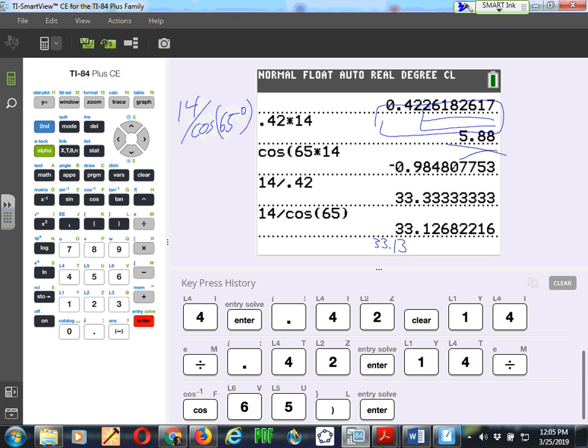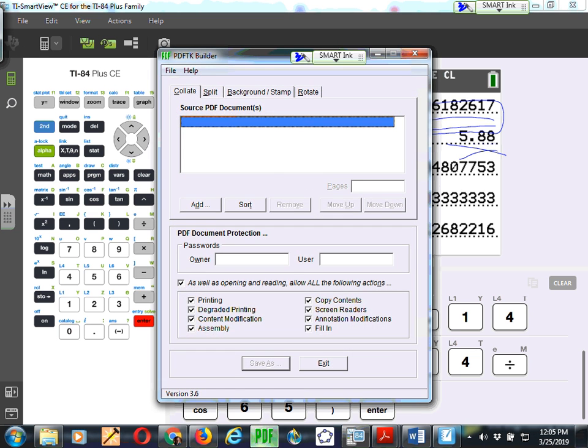So I divide 14 by cosine of 65. I don't find the cosine and then round it. If you insist on finding the cosine, rounding it, and doing the computation, round it to a lot of decimal places, like 7 or 8, if you need 2 in your final answer. But the better thing is not to round until you get to the final answer.